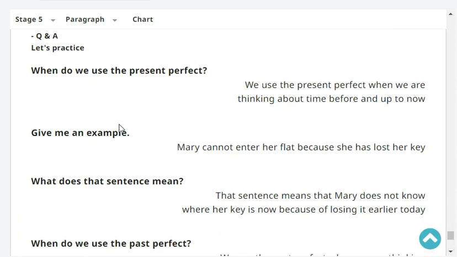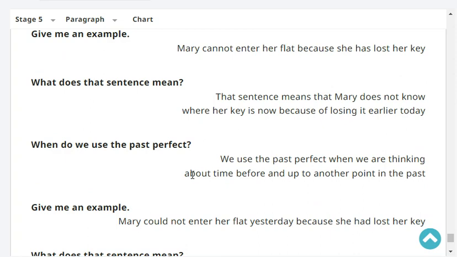So let's practice. When do we use the present perfect? We use the present perfect when we are thinking about time before and up to now. Give me an example, please. Mary cannot enter her flat because she has lost her key. What does that sentence mean?